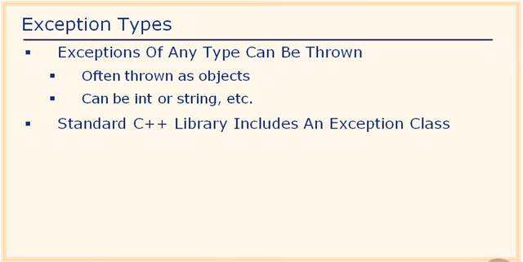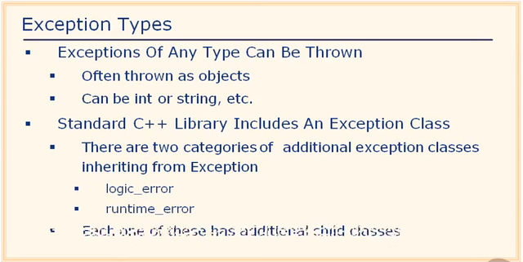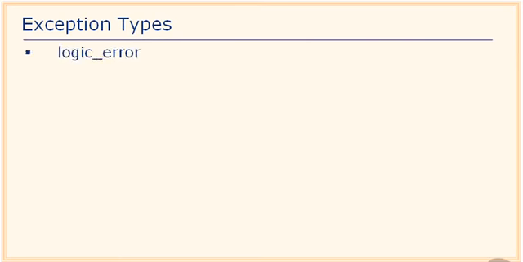Now, the standard C++ library includes an exception class, and that's the name of it, exception. Within that, there are 2 categories of additional exception classes that inherit from exception. If you remember from our inheritance videos, that means they're derived from exception. These are called logic error and runtime error, and so we're basically dividing our exceptions off. Each one of these exception classes has additional child classes, and you can use these to look for certain errors, and you can catch certain types of errors.